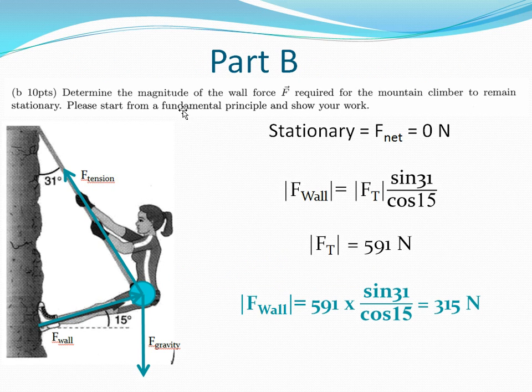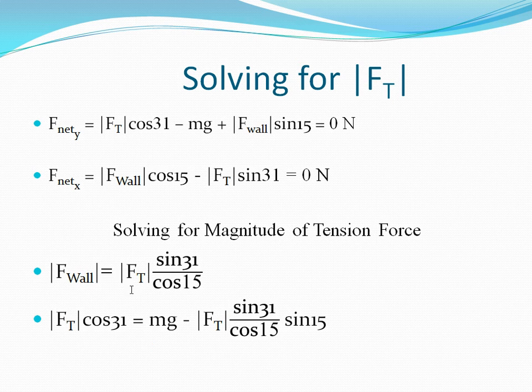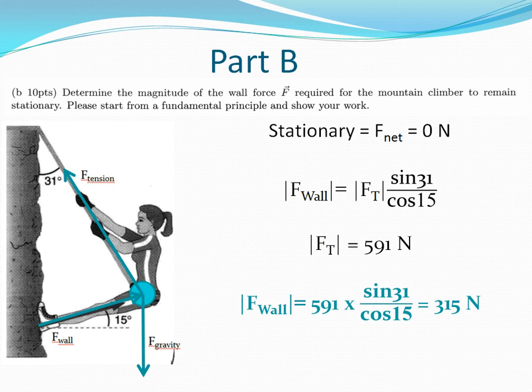The next part of the question asked to determine the magnitude of the wall force required to again keep the mountain climber in the same position. So the same principle repeats, and net forces have to equal 0. In the previous slide, we actually set the magnitude of the wall force equal to the tension force times the sine of 31 divided by cosine of 15, and now since we know the magnitude of the tension force, we can just substitute that back in and solve for the magnitude of the wall force, and this was equal to 315 newtons.